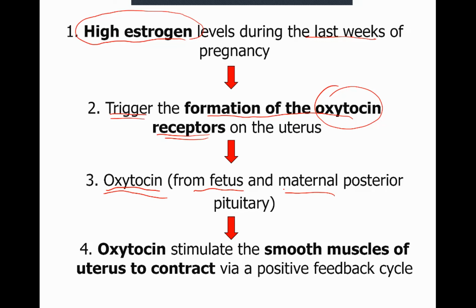Okay, so what is the function of oxytocin? Oxytocin stimulates the smooth muscle of the uterus to contract via positive feedback. Maknanya oxytocin release, smooth muscle contract, oxytocin release, smooth muscle contract. Lagi kuat contraction, lagi banyak oxytocin yang keluar. So it is positive feedback. Okay. So oxytocin stimulates the smooth muscle of the uterus to contract via positive feedback. Okay. Next, what happened?